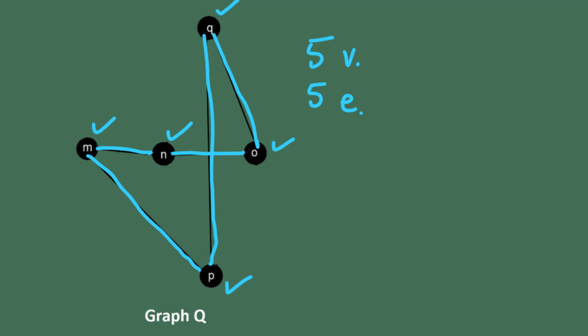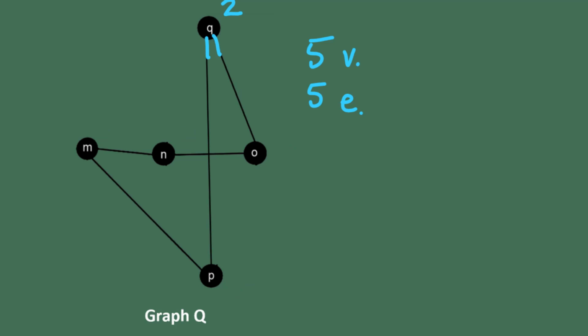Now let's check the degrees of each of the vertices. There are 2 edges that meet at vertex Q. There are 2 edges that meet at vertex O. There are 2 edges that meet at vertex N, 2 that meet at vertex M, and 2 that meet at vertex P. So this graph satisfies the second characteristic of a cycle.